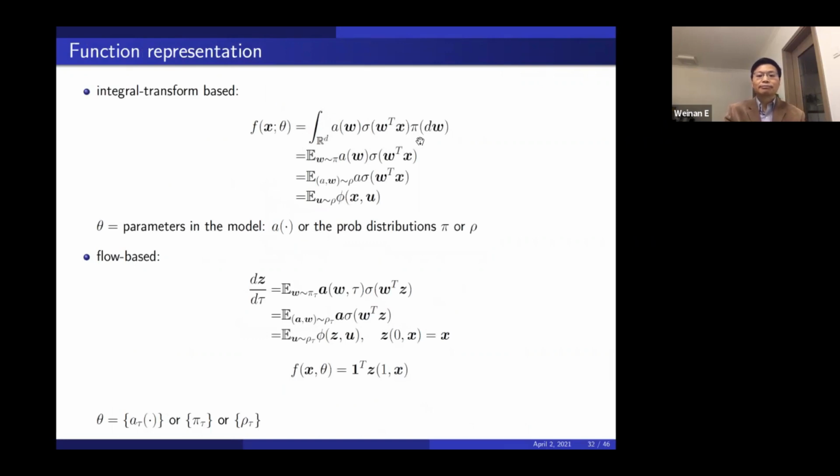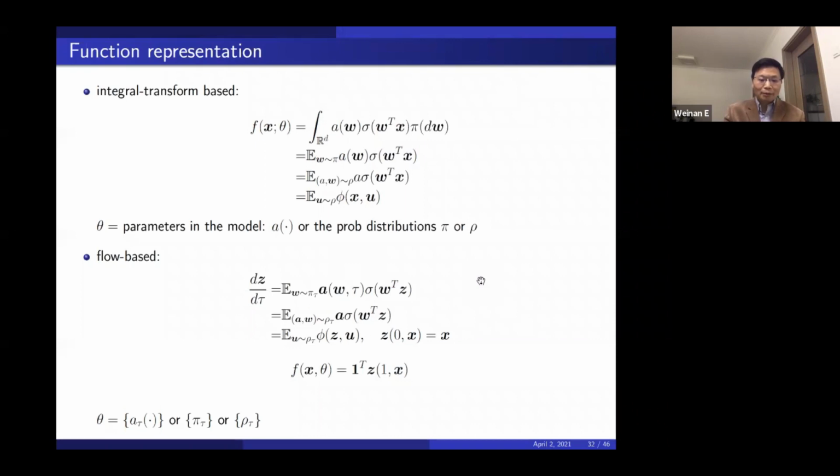For example, when we defined Barron space, this was the representation that we considered. Since A is linear, we can take the marginal of rho with respect to A, and then the marginal would be a probability distribution on W, and that's pi. So this representation can be written as this. These are equivalent. Or we can consider something more general, namely we can replace this part by a more general function phi. In machine learning, this is called a feature function, and U is called a feature vector. This is one way to represent functions, and we call it the integral transform based representation.